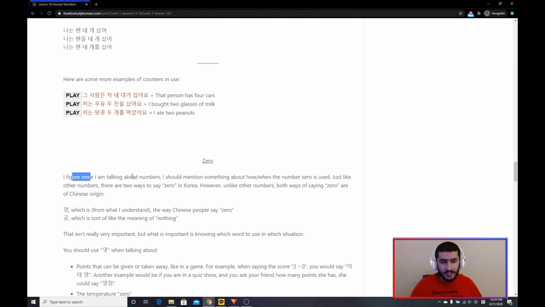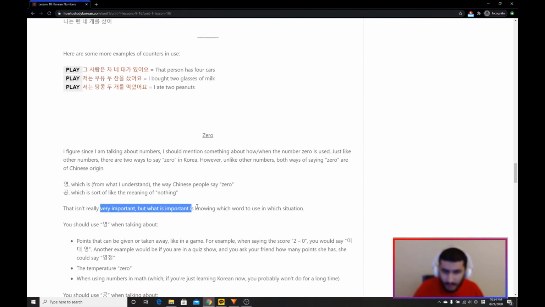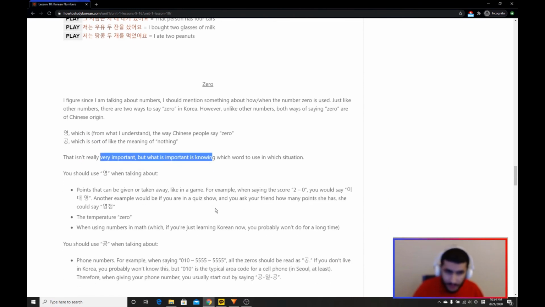I figure since I'm talking about numbers, I should mention something about how and when the number 0 is used. The number 0 is not confusing, it just needs to be talked about. Just like other numbers, there are 2 ways to say 0 in Korean. However, unlike other numbers, both ways are of Chinese origin. 영, which from what I understand is the way Chinese people say 0, I'm going to ask my Chinese friend about that because I don't remember. I don't think I learned that. And 공, which is sort of like the meaning of nothing. That's not very important, but what is important is knowing which word to use in which situation.